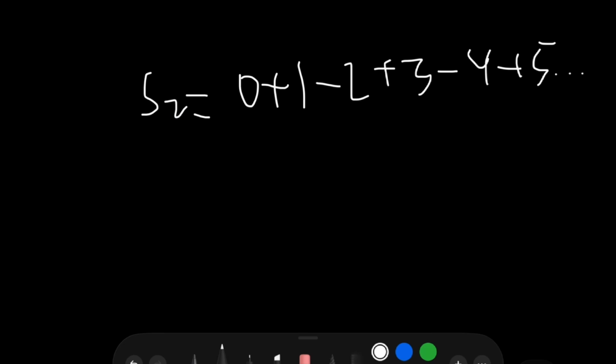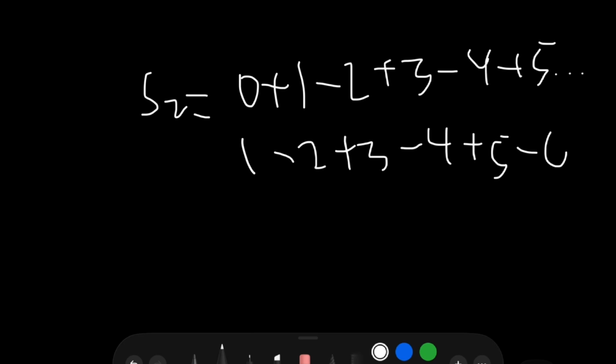Now, let's take another S2 and add it. So we're just multiplying this by 2. So we now have 1 minus 2 plus 3 minus 4 plus 5 minus 6.